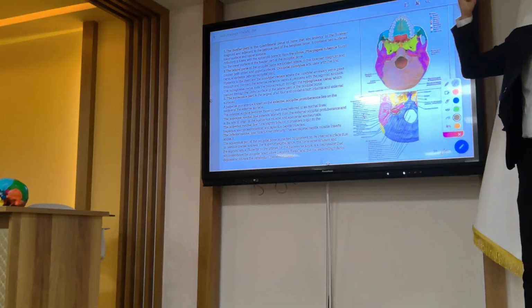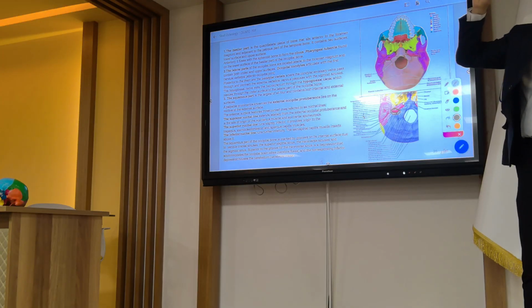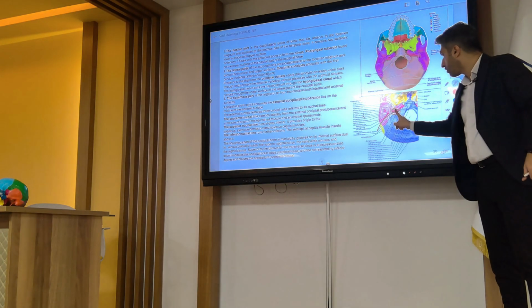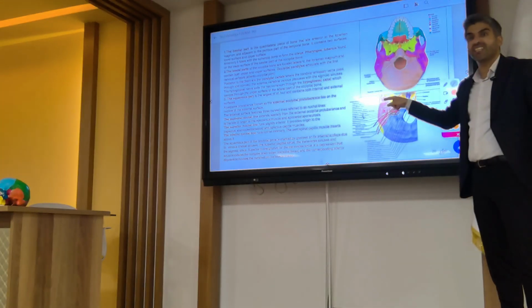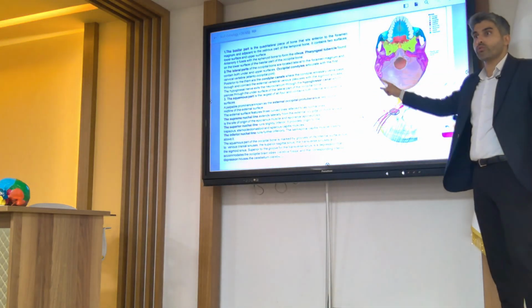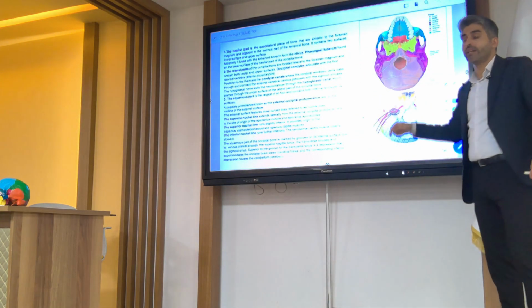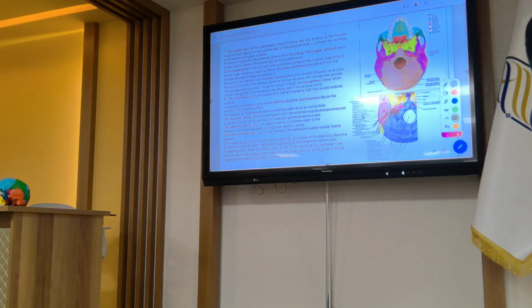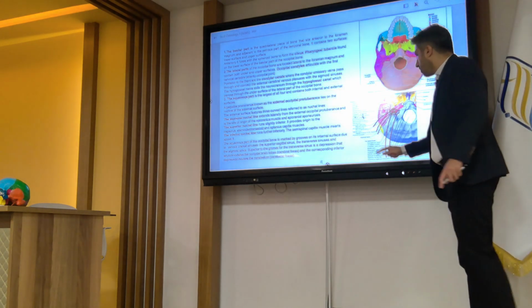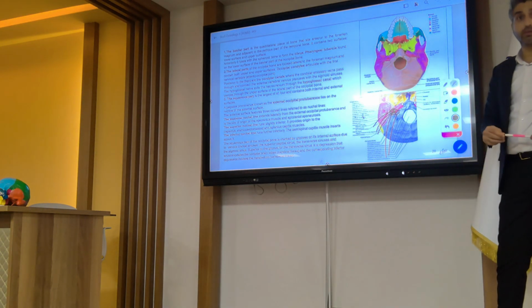Cranial nerves number 9, 10, 11. Three nerves pass from here: 9 glossopharyngeal, 10 vagus, and 11 accessory nerve. They go out from here. One vein, the internal jugular vein, also goes out from this foramen.